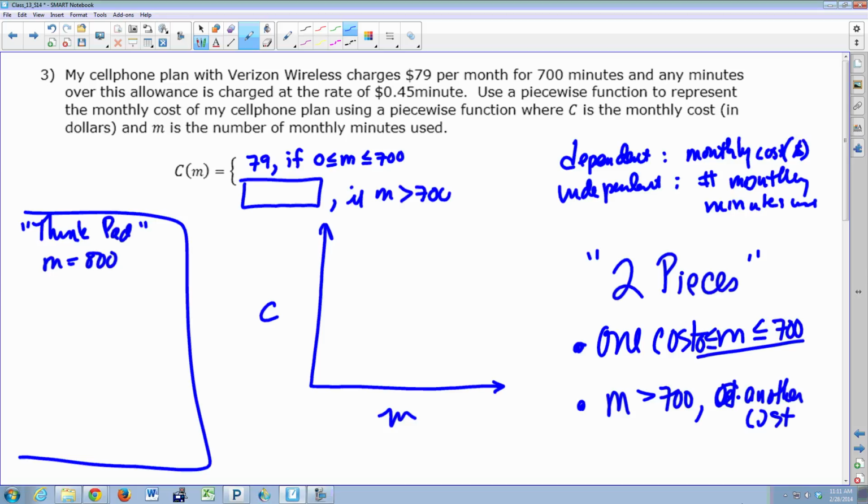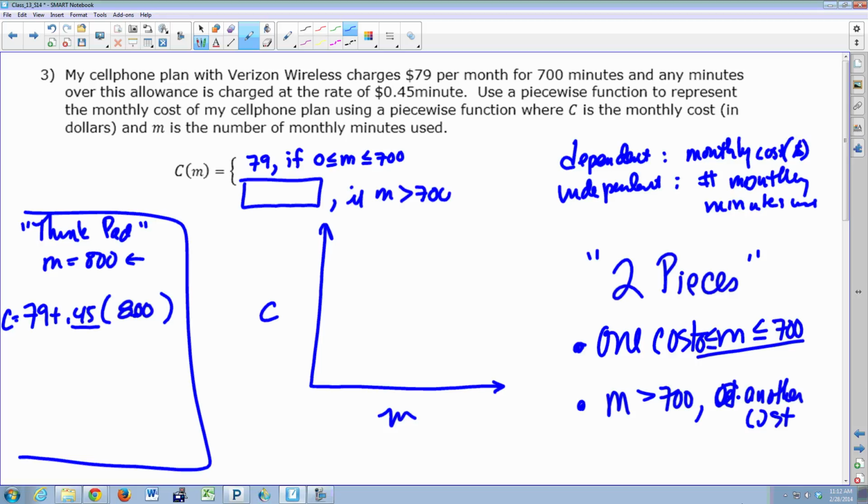What would you do? .45 times 800? Well, M is 800. So I'm going to make believe we talked for 800 minutes. So how would you figure out your cost? Is it 45 cents for 800 minutes? 79 plus. This is going to be the cost right here, $79. And then, so I'm going to get charged 45 cents for all 800 minutes? No. I'm not going to get charged 45 cents for all 800 minutes.